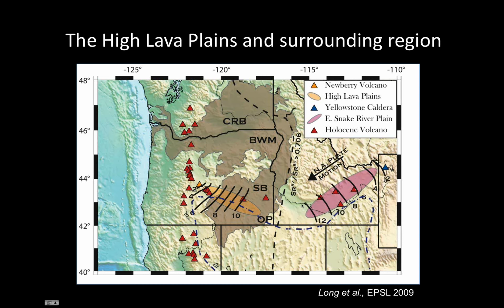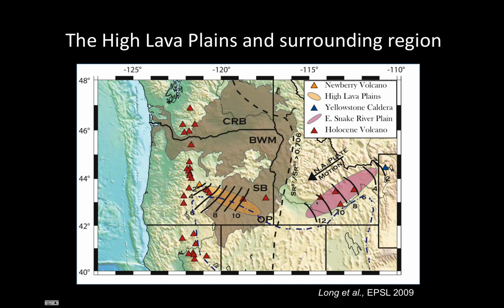And you can see in the Yellowstone Snake River Plain trend, there's a fairly well-defined age progression where the rhyolitic volcanism gets younger and younger as you go up to Yellowstone here to the northeast. And this roughly parallels the direction of the absolute motion of the North American plate. So this is often interpreted as the expression of the motion of the North American plate over some kind of hotspot or mantle melting anomaly.